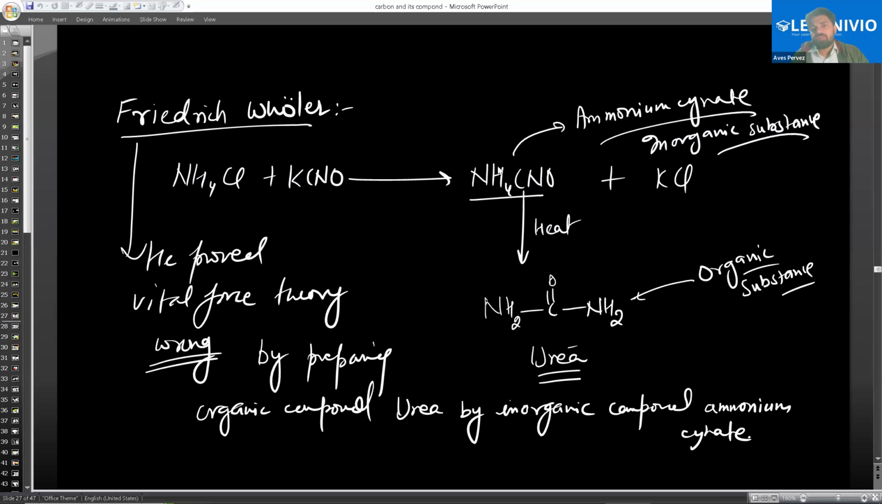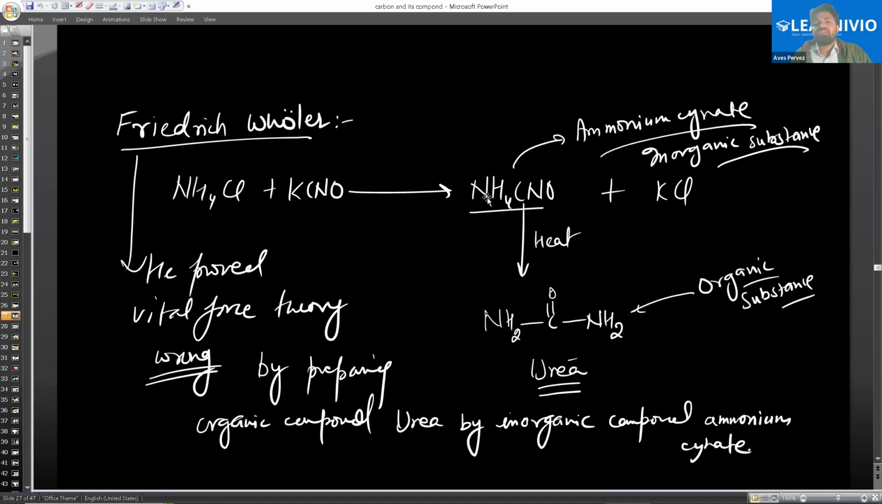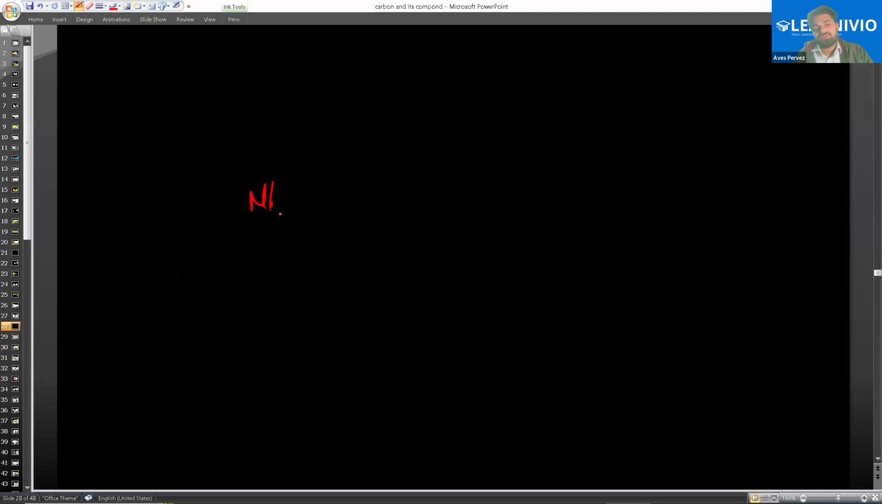So now Friedrich Wöhler was the next scientist. It was believed that organic compounds can only be synthesized in a living organism, only by nature. But here Friedrich Wöhler, a German scientist, accidentally prepared urea from ammonium cyanide. Ammonium cyanide is NH4CN, and urea is NH2, C double bond O, NH2. Both have the same molecular formula.